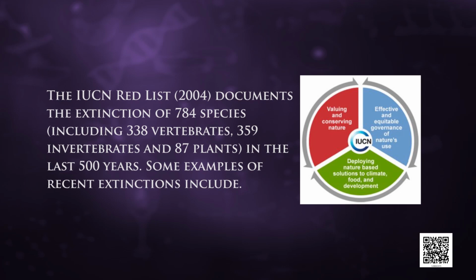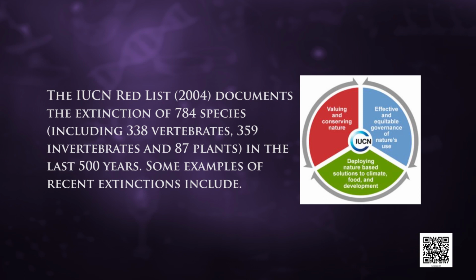The colonization of tropical Pacific islands by humans is said to have led to the extinction of more than 2,000 species of native birds. The IUCN Red List of 2004 documents the extinction of 784 species, including 338 vertebrates, 359 invertebrates, and 87 plants.